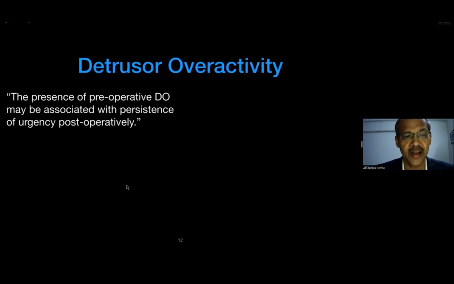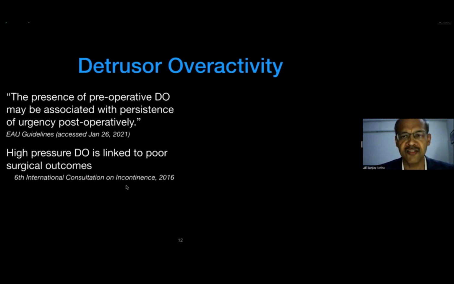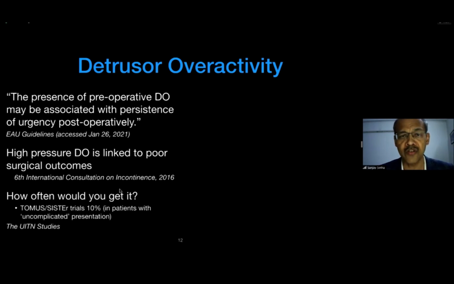You could get detrusor overactivity. And we know that preoperative detrusor overactivity may be associated with persistence of urgency postoperatively, and in fact, high-pressure detrusor overactivity may be detrimental in terms of outcomes, especially in terms of urge scores in these patients, which can be more bothersome to the patient than persistent stress incontinence. So the stress incontinence-specific outcomes are not different, but patients may still not do as well because they've got postoperative urgency.